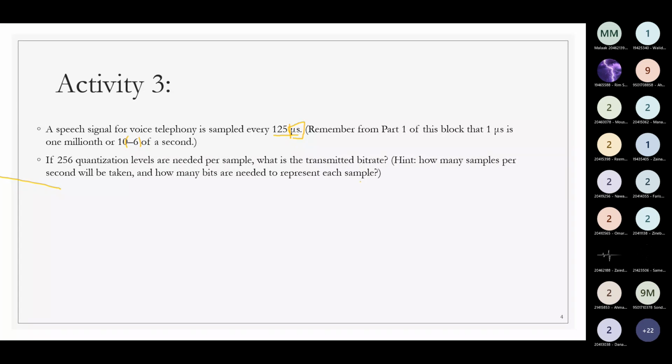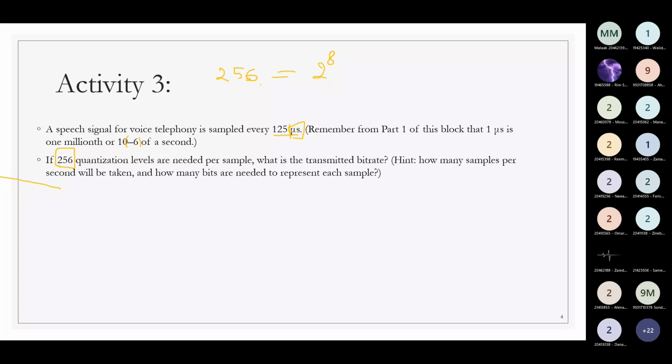Okay, so because we have 256 quantization levels, how many bits do you need? 256 is equal to 2 power how much? So this is the number of bits that you need. So 2 power 5 is equal to 32. 2 power 6 is equal to 64. 2 power 7 is equal to 128. And 2 power 8 is equal to 256.